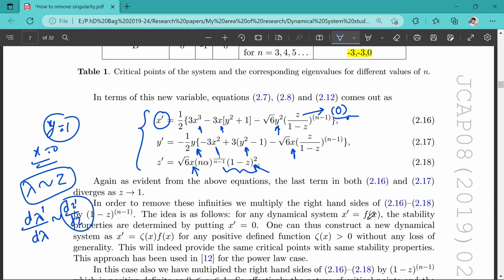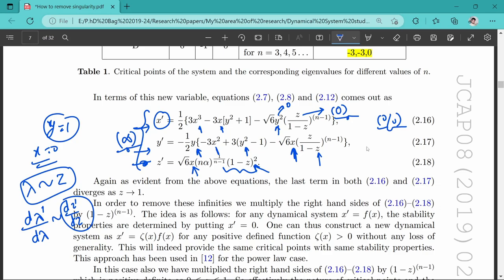Because if z becomes 1, then this whole x prime, y prime equation diverges. Therefore, at this point, your autonomous system will become completely useless, because if y is 0 and z is equal to 1, then again you will get 0 by 0 form. If x is 0 and z is equal to 1, again 0 by 0 form. So it is kind of a useless thing.